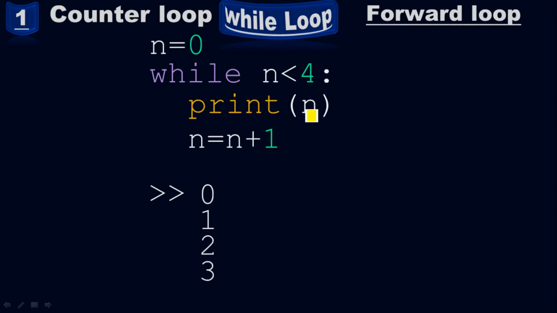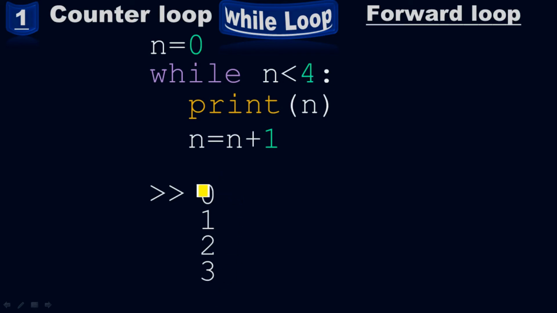Now, look at here. This is the formula for the counter loop. n equals n plus 1. So it counts the number. Initially n equals 0. And then 0 plus 1 will be 1. And then 1 plus 1 will be 2. And then 2 plus 1 will be 3. So the loop will stop at 3 because n should be less than 4. 4 is not included, should be less than 4.